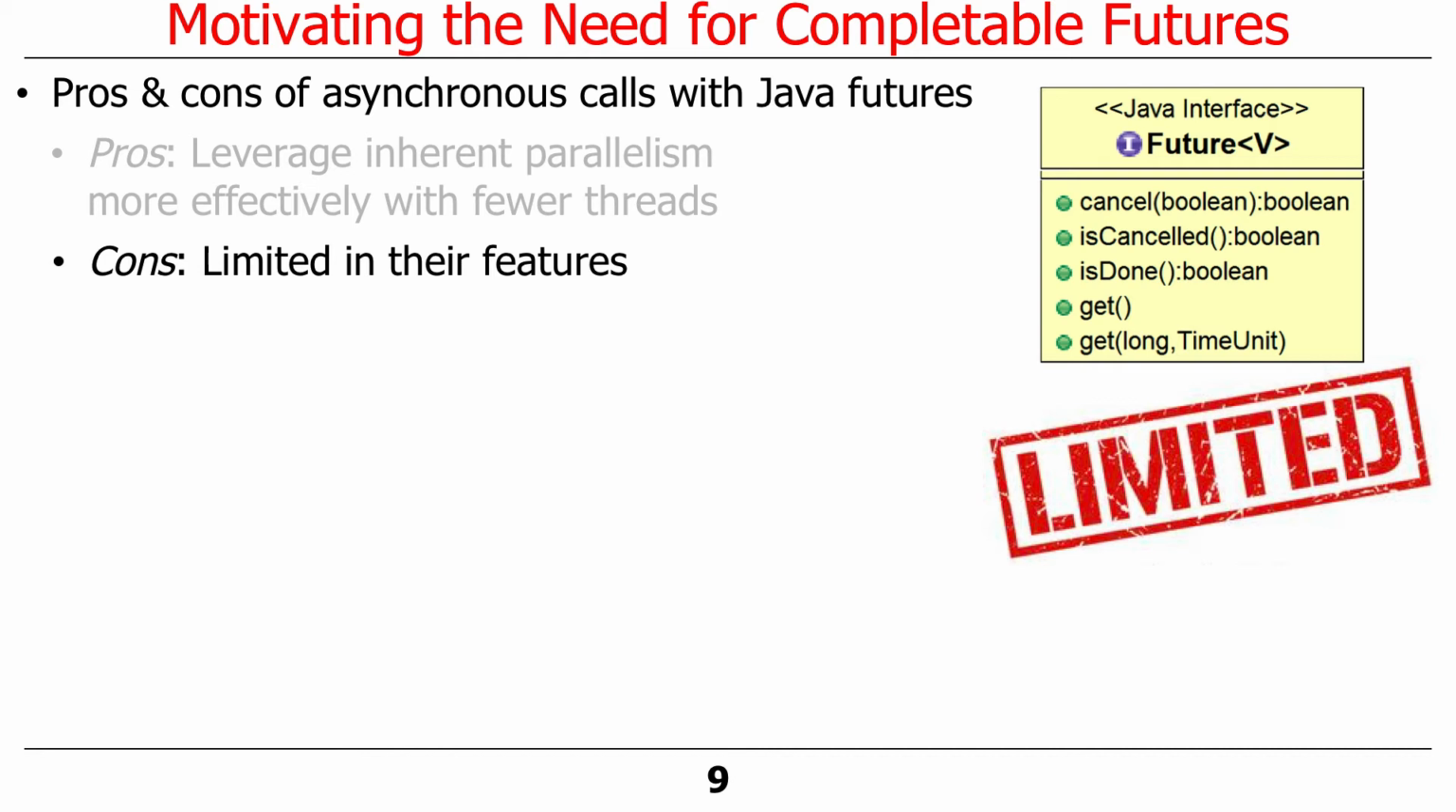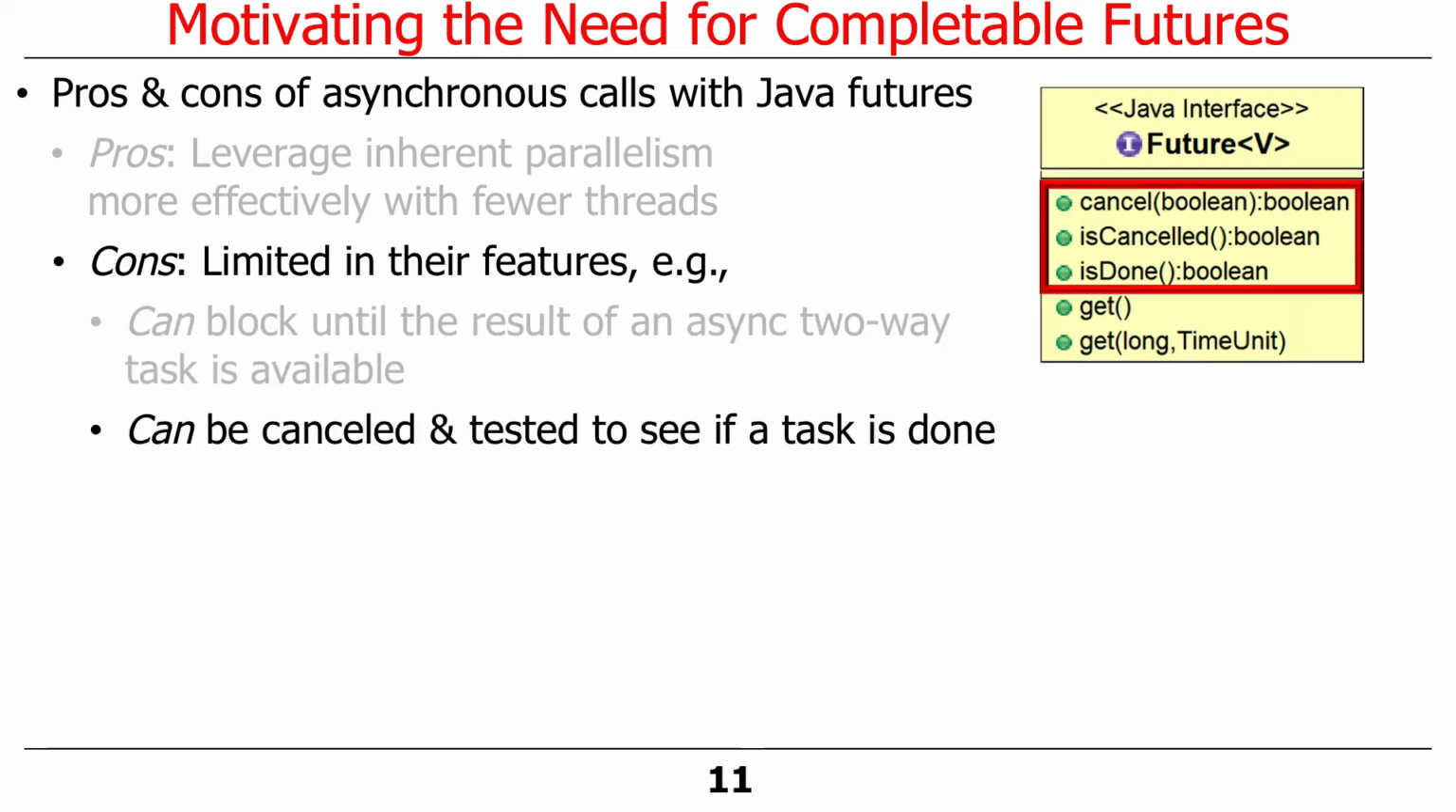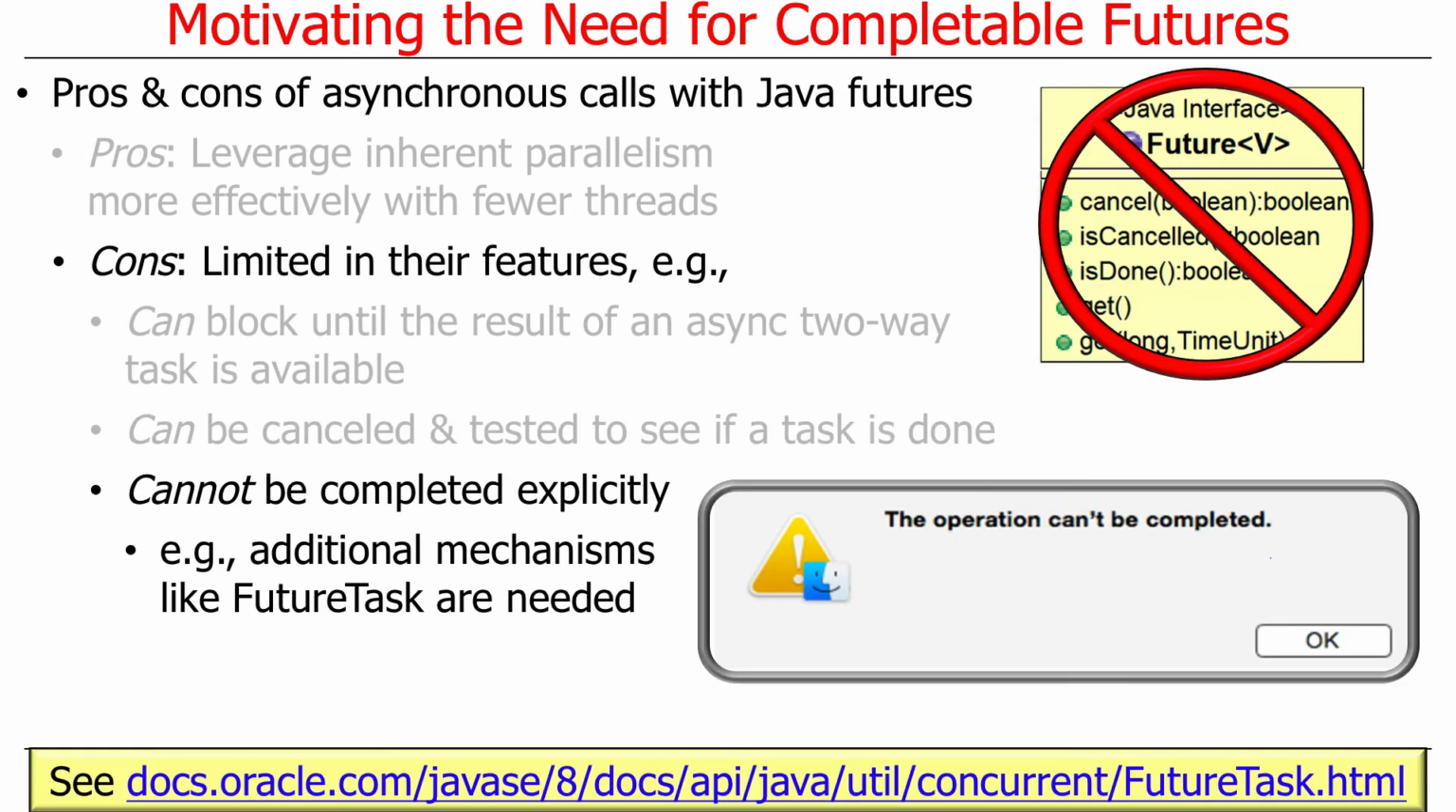Let's talk about the limitations. Before we do that, we'll just quickly summarize what they can do. A future can block until the results of an async two-way call are done. So you can block. That's kind of cool, sort of. And you can also cancel a future and check to see if the future has been canceled. Those are very basic things you can do with a future. But there's all kinds of things you can't do.